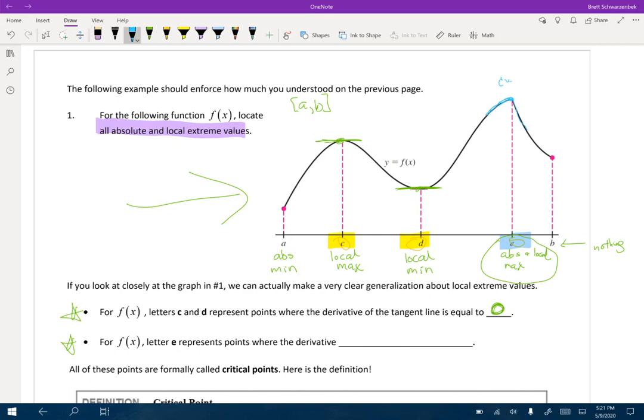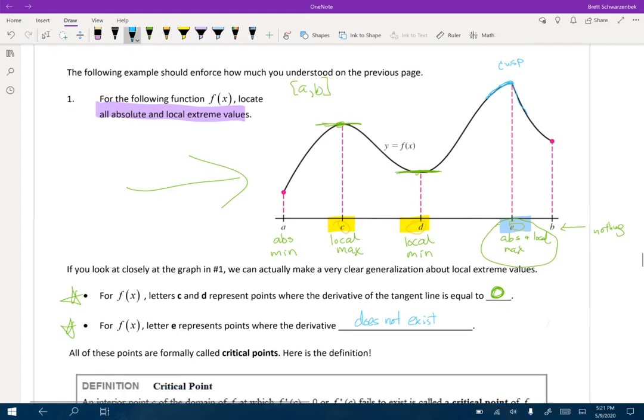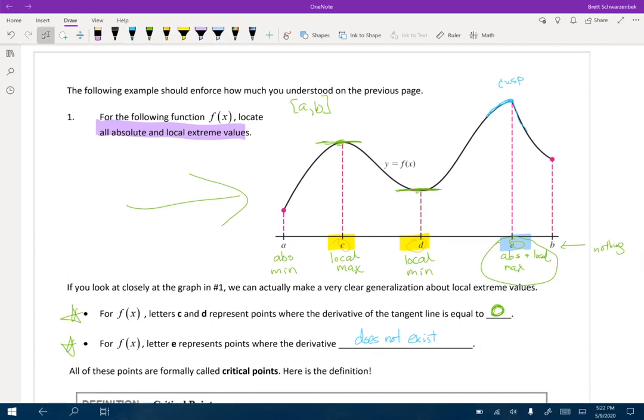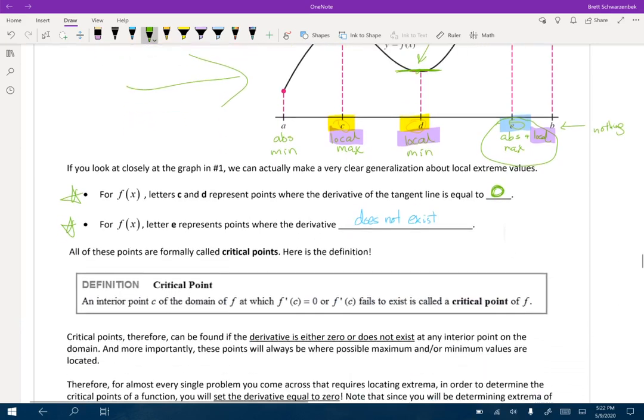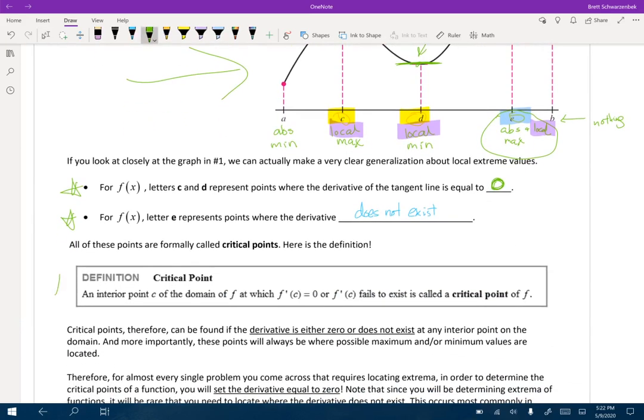Hopefully that looks like a cusp to you. And if that's a cusp, what do we know about the derivative at that point? It does not exist, right? Remember, it's not differentiable at a cusp, which means there is no derivative at that point. So a very interesting dynamic has emerged. If you look at all of the local extrema, they all occur when either the derivative is 0 or does not exist. Well, that is actually what the definition here is about.